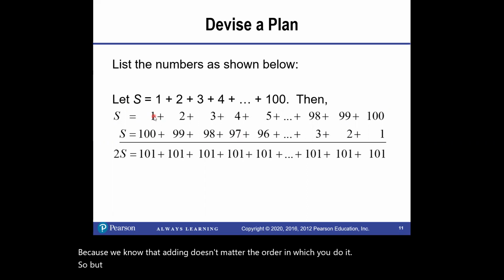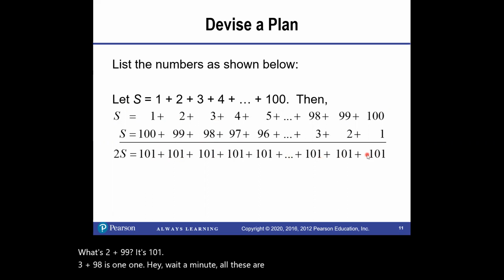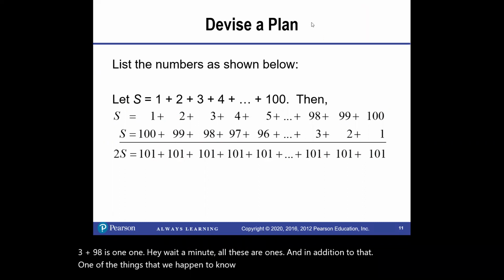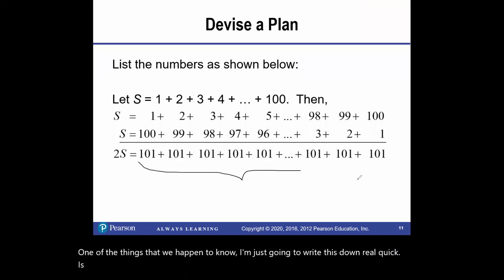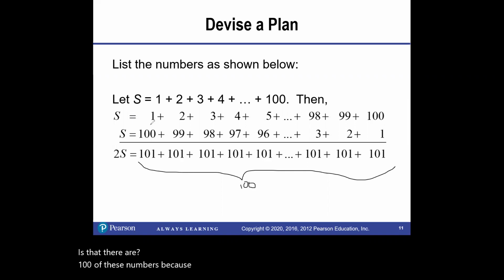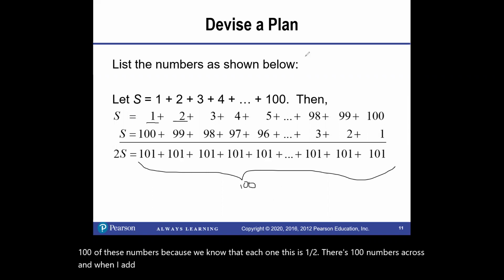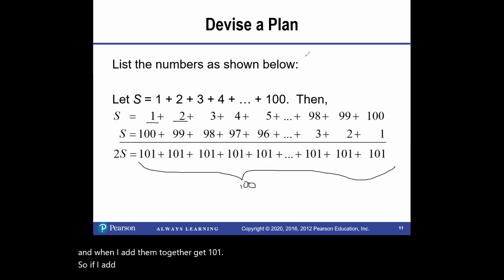But notice, what's 1 plus 100? It's 101. What's 2 plus 99? It's 101. 3 plus 98 is 101. Hey, wait a minute, all these are 101s. And in addition to that, one of the things that we happen to know, I'm just going to write this down real quick, is that there are 100 of these numbers. Because we know that each one, this is 1, 2, there's 100 numbers across, and when I add them together, we get 101. So if I add the same sum within itself, I get 101 added together 100 times.